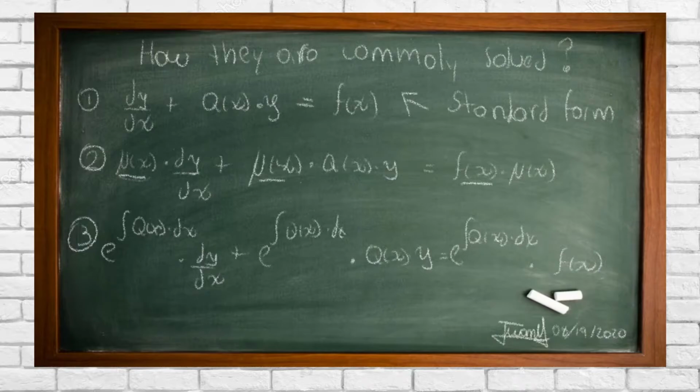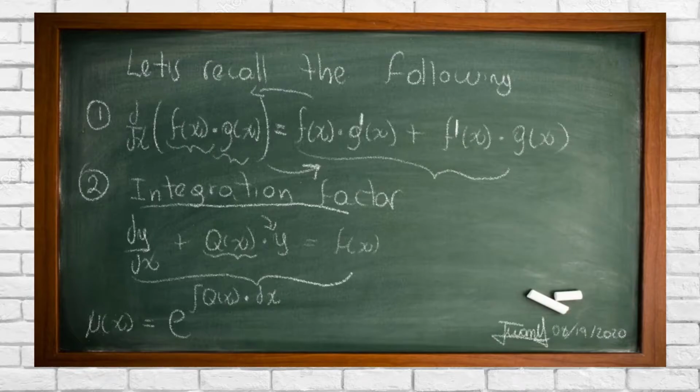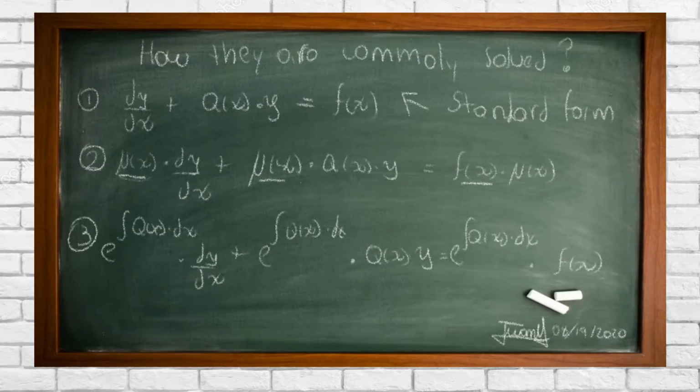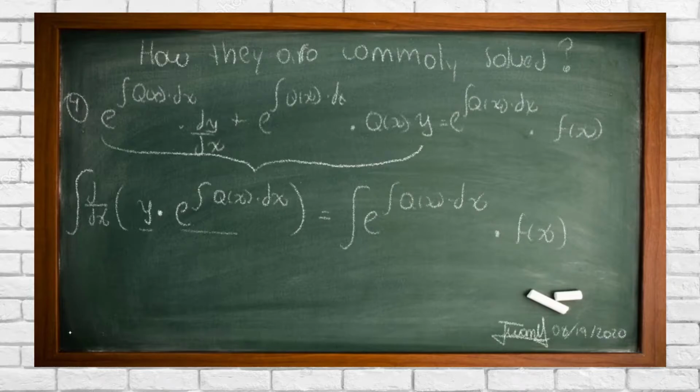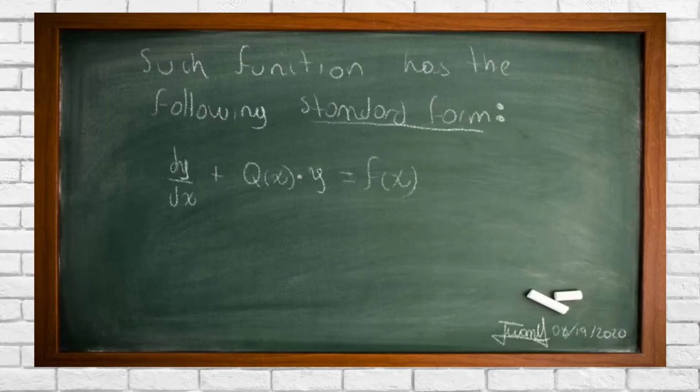Since we know that the integrating factor is equal to e to the power of the integral of q of x times dx, we put it in the equation. What will happen is the following. In this expression right here, when we have the integrating factor times dy/dx plus the integrating factor times q of x times y, what we end up with is the form that I talked about earlier, which is right here.